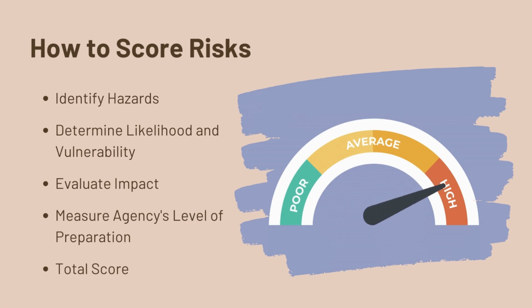Evaluate your agency's level of preparation for each hazard. Assess whether it's poor, fair, or good. And finally, calculate the total score of each hazard by adding the scores from likelihood, vulnerability, and agency preparation. A higher total score indicates a higher priority for risk assessment and planning.